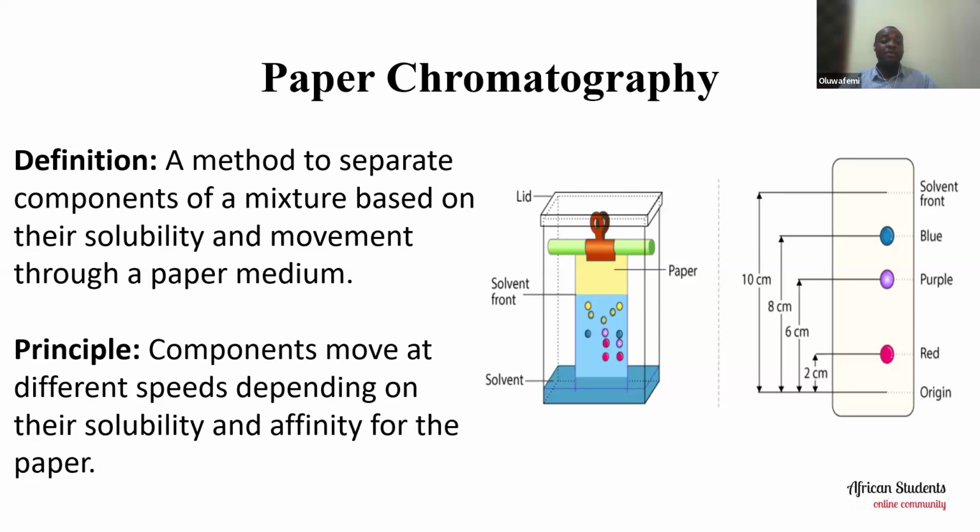So I said the principle basically is that components move at different speeds depending on their solubility and affinity for the paper. Their solubility and affinity for the paper determine how their movement will look. And by so doing, they are separated out into their components. And that is the principle for paper chromatography.